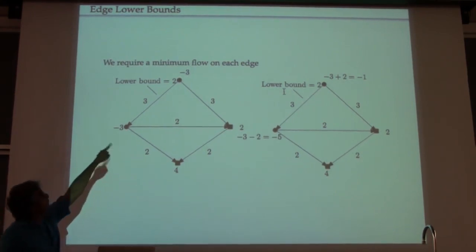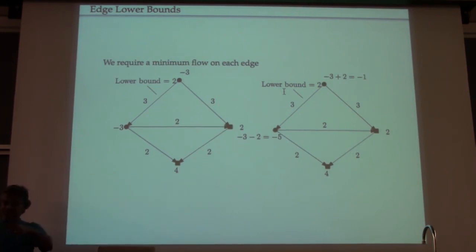And you can show now if I do this for every single edge, for every edge you take its endpoints and you adjust accordingly. Right? Maybe some capacities go up and down. At the end you'll get a problem with no edge lower bounds and only vertex demands, which we know how to solve.